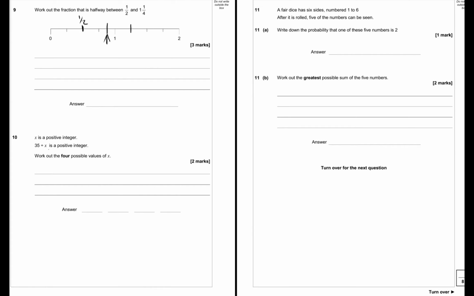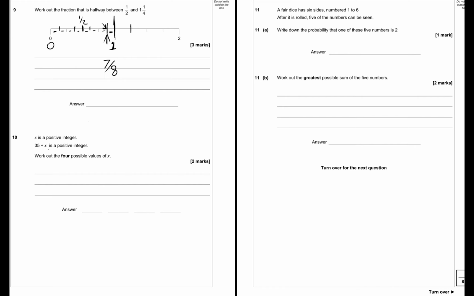So how about we split this number line into lots of little chunks. So if 1 is here, 0 is here. Okay, so how many little chunks do we have? We've got 1, 2, 3, 4, 5, 6, 7, 8. And the bit we want is 7 across. So we know the fraction is therefore going to be 7 out of 8. And that's our answer.